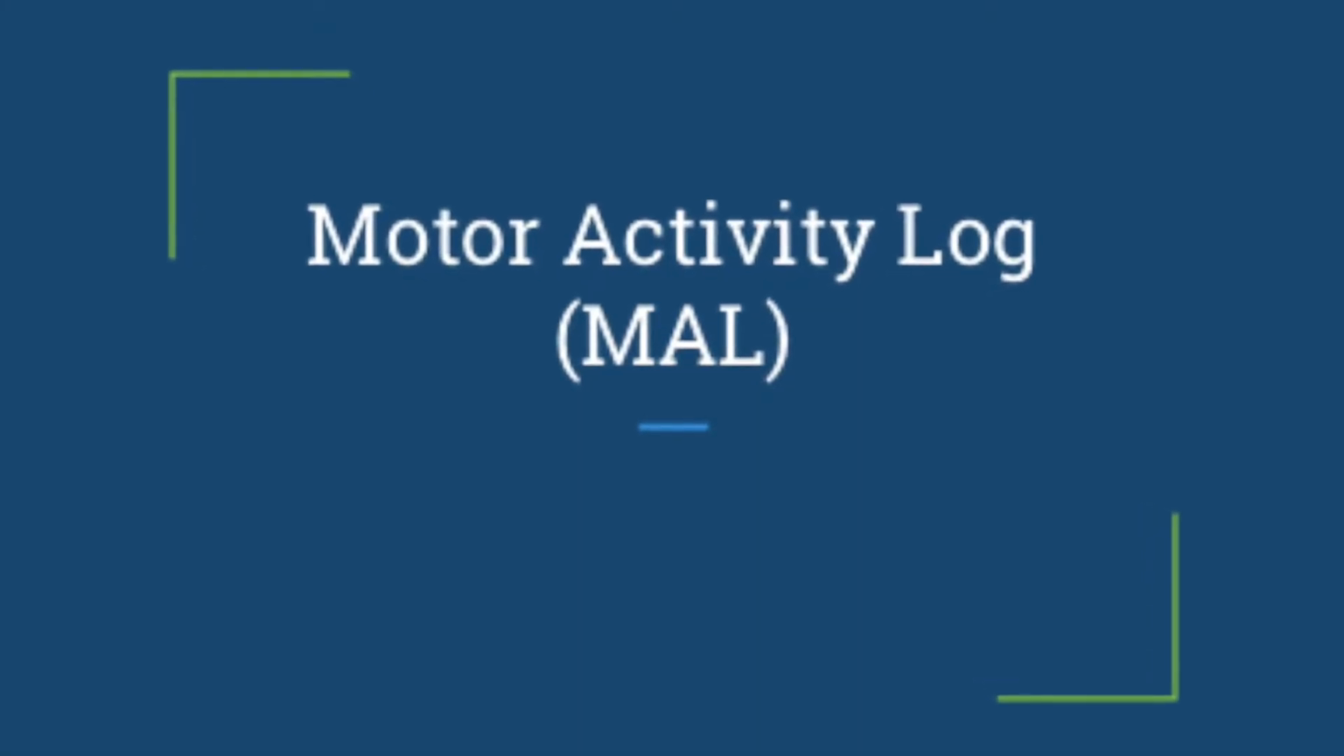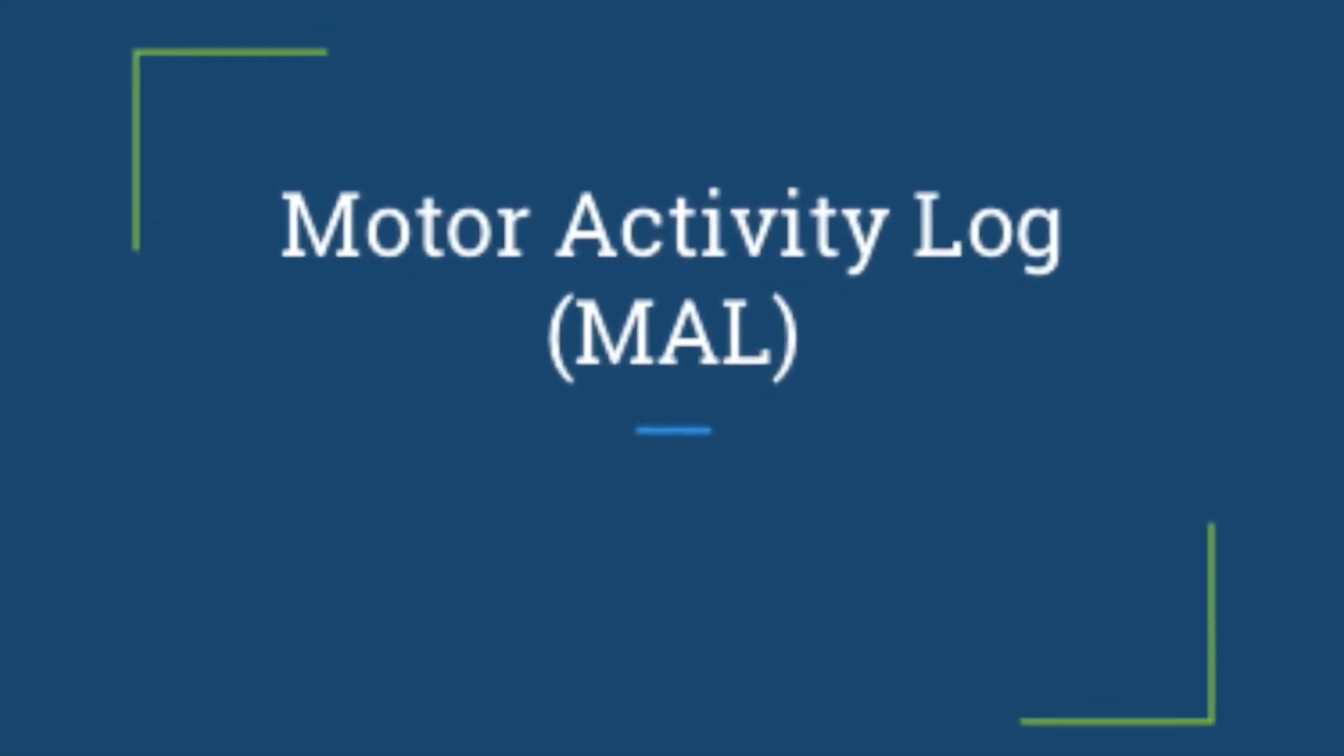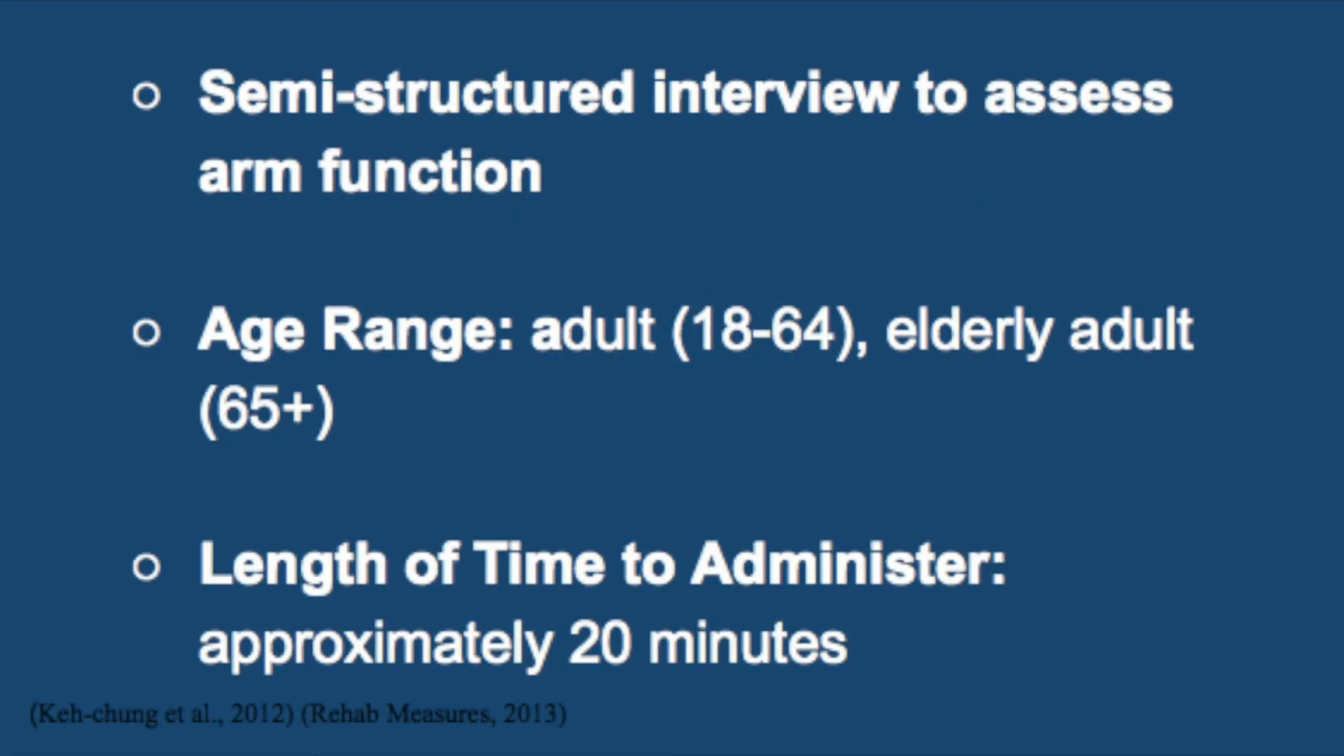Hi class, today I'm going to be discussing the motor activity log. The motor activity log is a semi-structured interview to assess arm function. The age range it targets is adults 18 to 64 and elderly adults 65 plus.